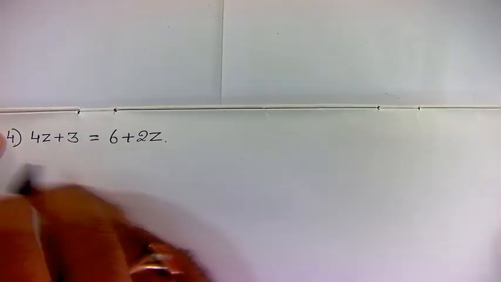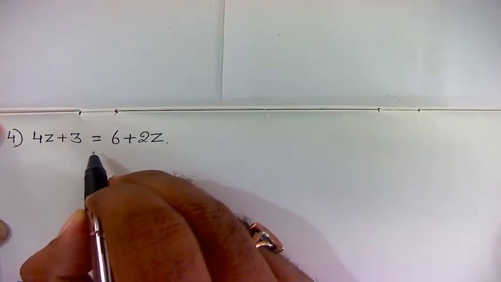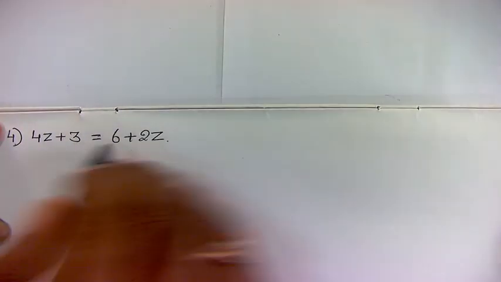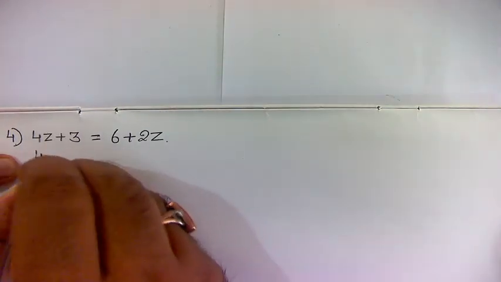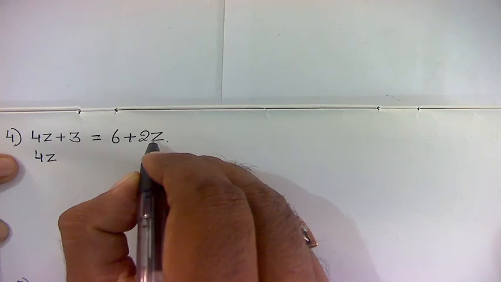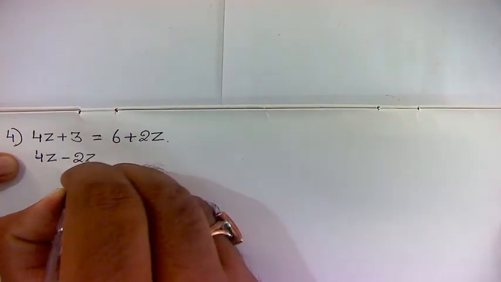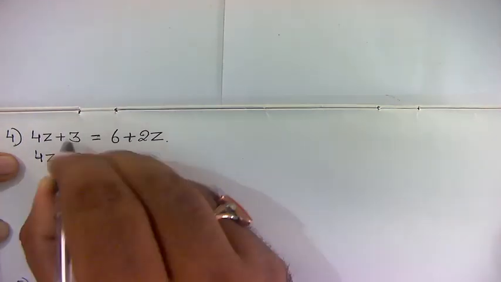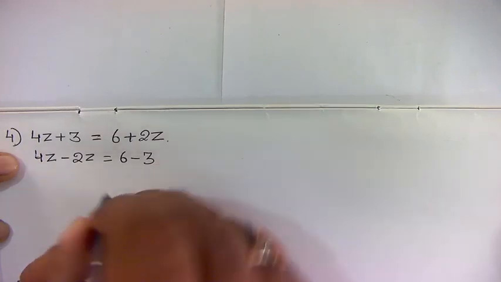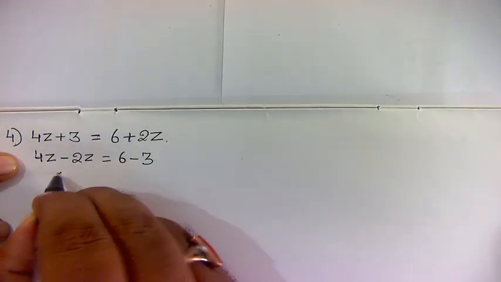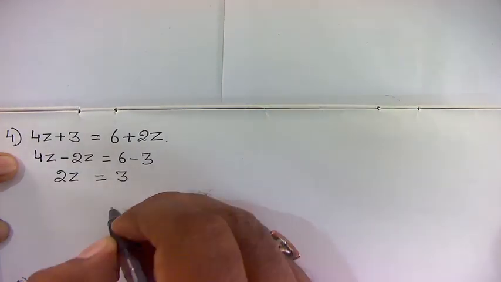So now the fourth question, if you check it out, it says 4z plus 3 is equal to 6 plus 2z. So simplifying this, what we will do? We will transpose the variables to one side. So plus 2z transposed here will become minus 2z. And the constant, when we transpose it to the other side, it becomes 6 minus 3. So 4z minus 2z is 2z and 6 minus 3 is 3.